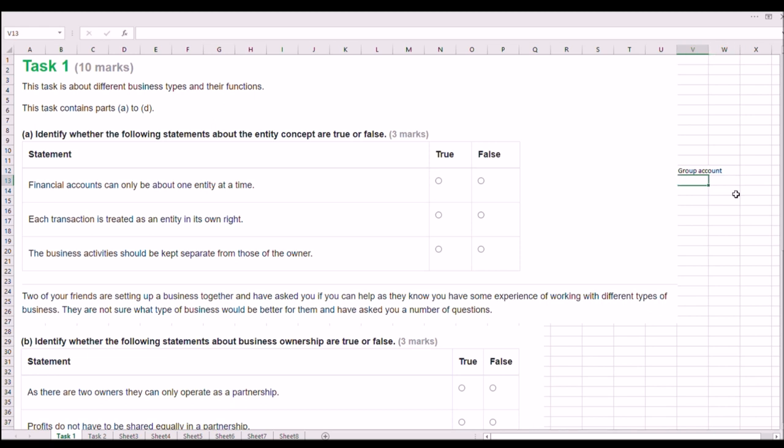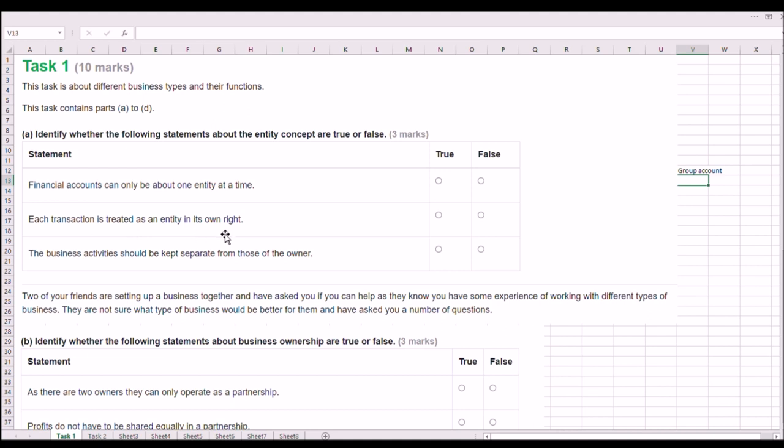So that one's going to be false. Each transaction is treated as an entity in its own right? No, that's false: each transaction is within an entity. An entity can have a load of different transactions. The entity is the company itself, really. Within that box of the company are its assets and the things that it owns, its liabilities and its amounts owed to shareholders. So that's false as well.